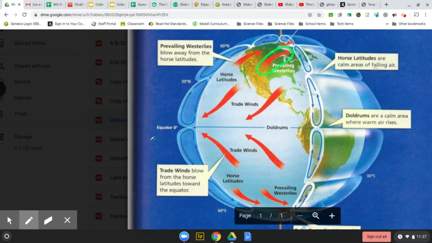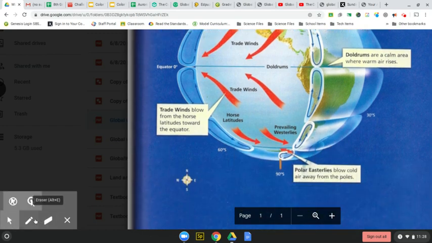We also have at the top and the bottom of the globe, as I get rid of the mark around prevailing westerlies, we also have, and we'll use green for this again, we also have way up here and also way down at the bottom. I have to move my page a bit, but we can do that. Way down at the bottom, we have the polar easterlies.